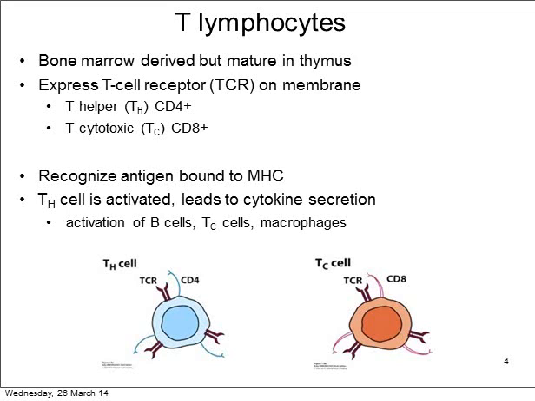If a helper T cell is activated, this will lead to secretion of cytokines. The cytokines support the activation of B cells, cytotoxic T cells, and the activation of macrophages, hence why these cells are called helper T cells.